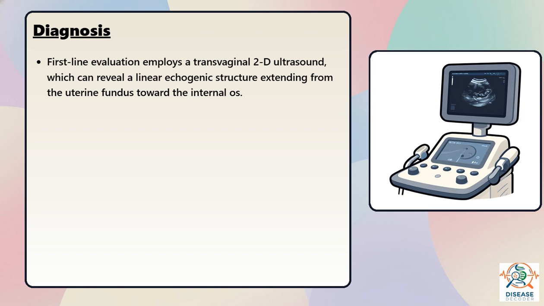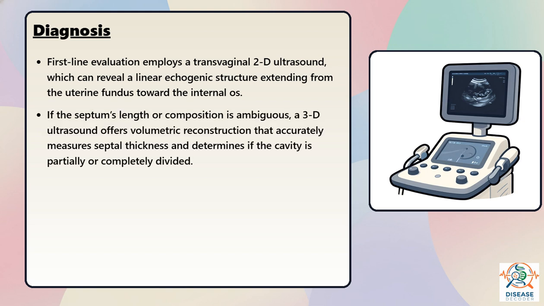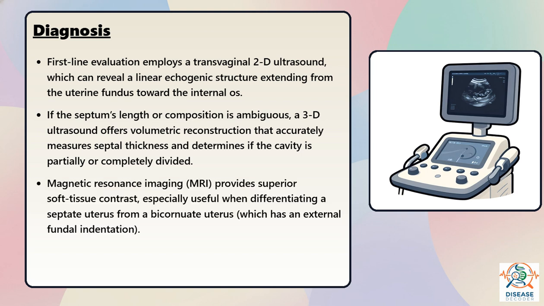First-line evaluation employs a transvaginal 2D ultrasound, which can reveal a linear echogenic structure extending from the uterine fundus toward the internal os. If the septum's length or composition is ambiguous, a 3D ultrasound offers volumetric reconstruction that accurately measures septal thickness and determines if the cavity is partially or completely divided. Magnetic resonance imaging provides superior soft tissue contrast, especially useful when differentiating a septate uterus from a bicornuate uterus, which has an external fundal indentation.